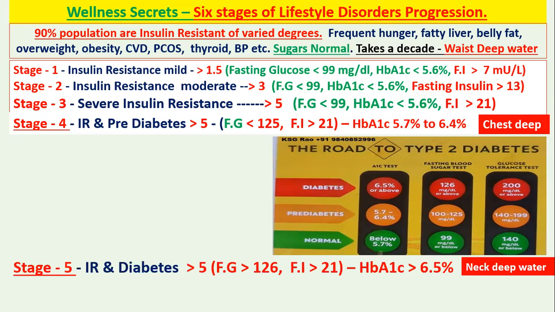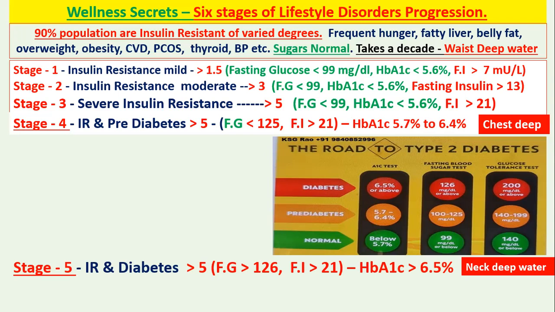What is stage 5? Insulin resistance and diabetes, both are there. The above 5 is the insulin resistance. Now their sugars are above 126. See, those days have gone of below 120; now it is above 126. It is not necessary at times, it could be less also, depending on what you ate the previous night. Fasting insulin is also above 21. A1C is above 6.5%. It's a very clear indicator.